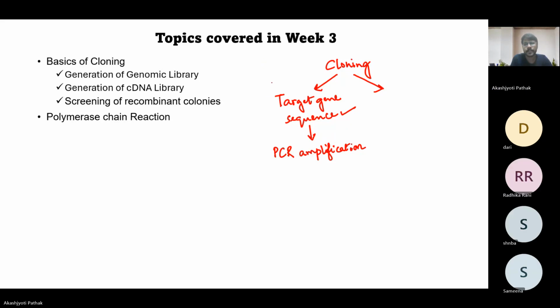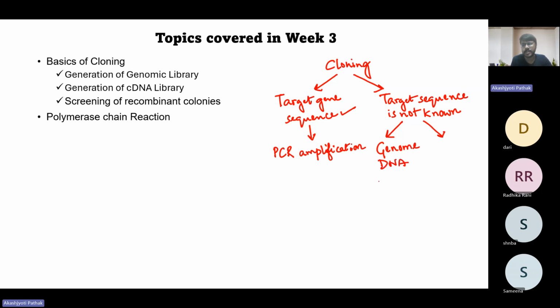But if the target gene sequence is not known, then we can go for two methods. Either it is genomic DNA library screening or it is cDNA library screening.